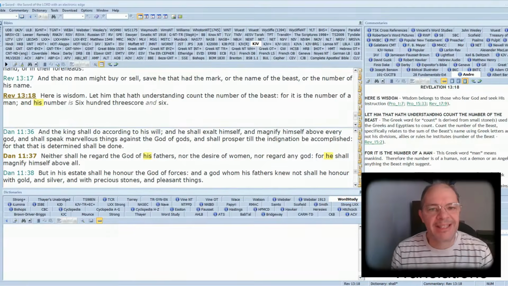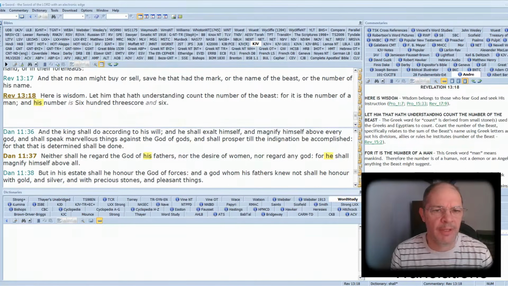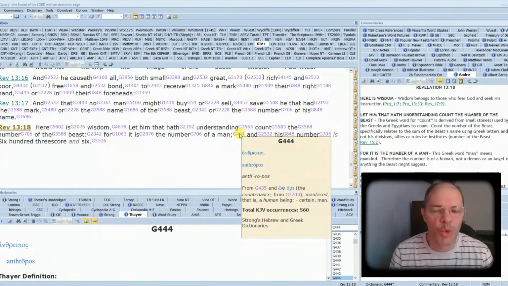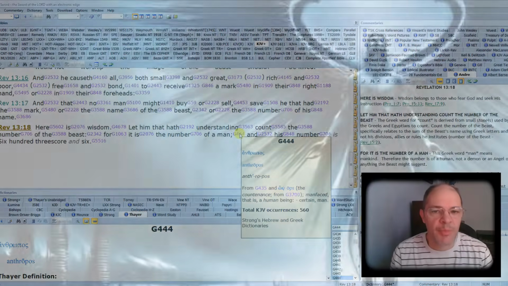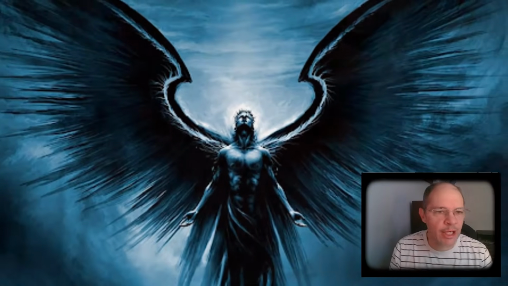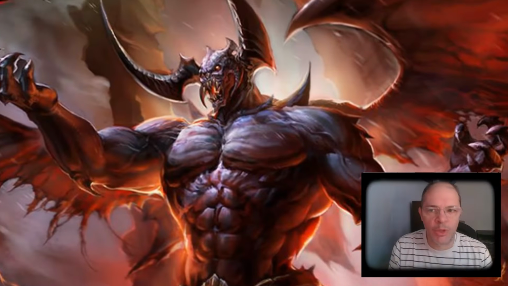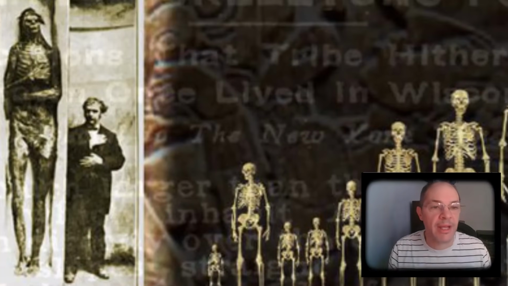Number 3, it is the number of a man. Now, let me be clear. We know that the beast will be a man according to Daniel 11 verse 37, and there are a number of indications concerning that. Also, the context is that the beast is his number, which is referring to a man. However, this word man in Greek means mankind, meaning that the beast will be a human, not an angel or a demon or a Nephilim or some kind of god that he may suggest. He will be a human.